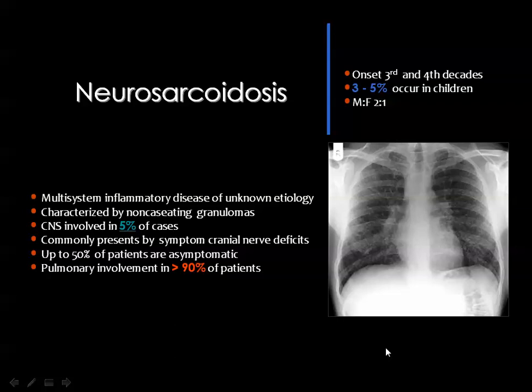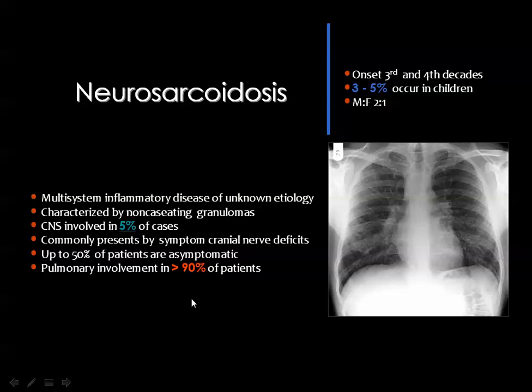Then we came to the sarcoid, and we discussed sarcoid two times before, in the chest and in the brain. You know that sarcoid is a granulomatous disease of unknown etiology, characterized by the formation of non-caseating granulomas, and the involvement of the CNS occurs in about 5% of cases. And in most of these cases, you can see pulmonary involvement as well.